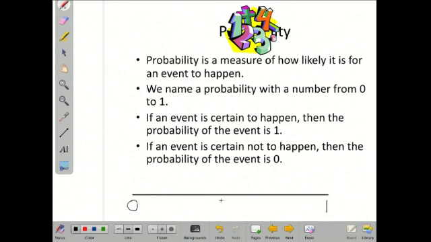So, example, if the odds are 1 out of 2, it's a 50% chance. If it's 3 out of 4, it's a 75% chance. If I've got 1 out of 100, it's a 1% chance.